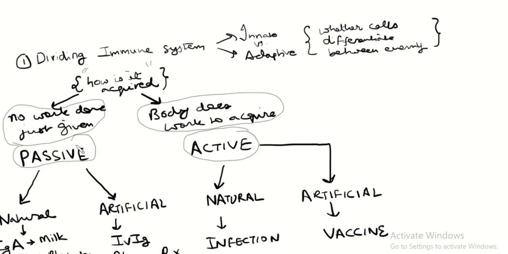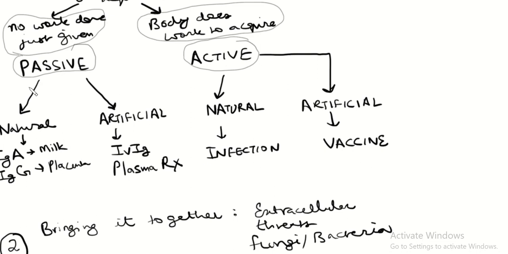Okay, the way I think about it is muscles. If you want to develop muscles, either you go to the gym or drink muscle juice or inject muscle juice, right? So one is active, one is passive. If no work is done, then it's passive. If the body does the work, then it's active.